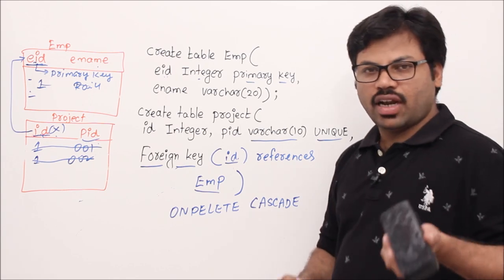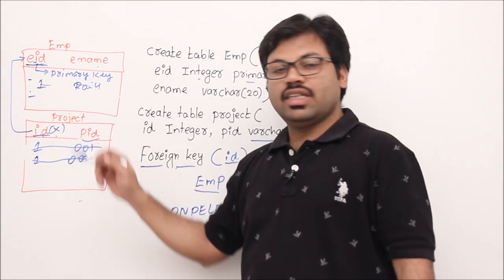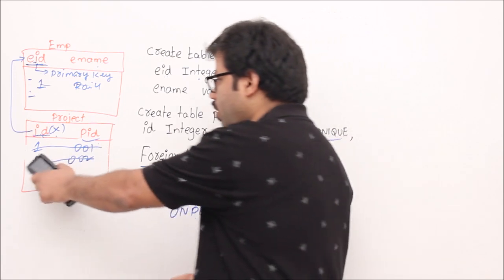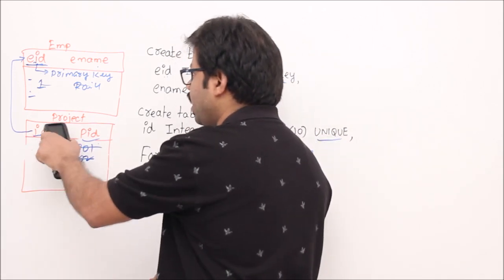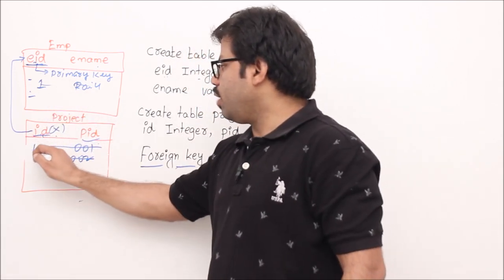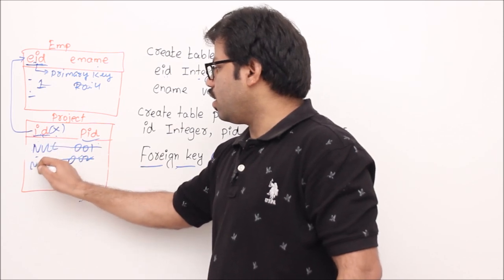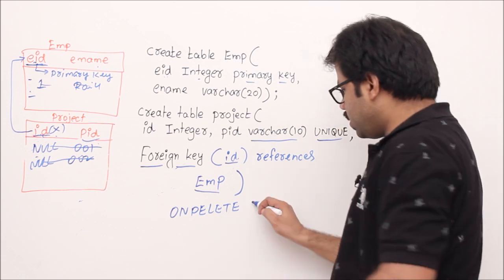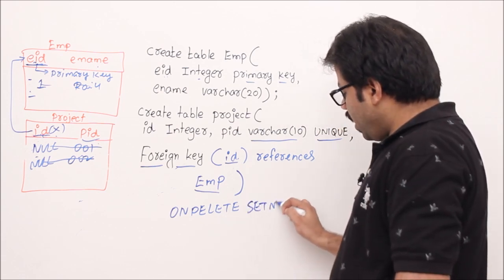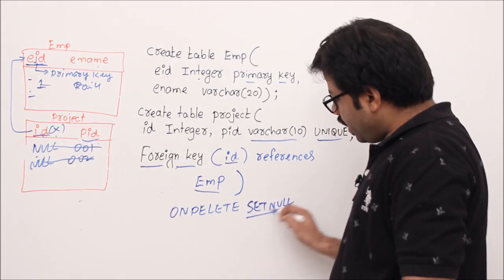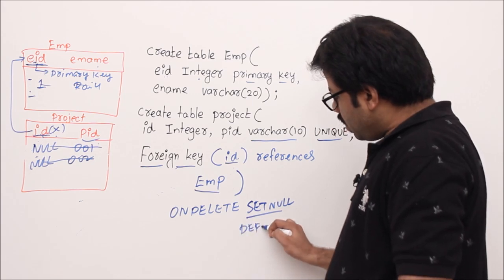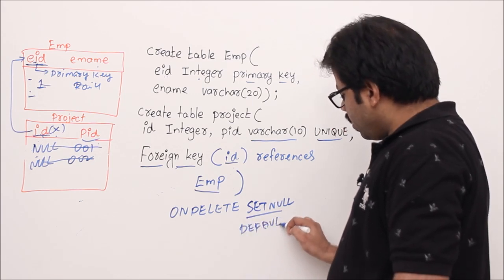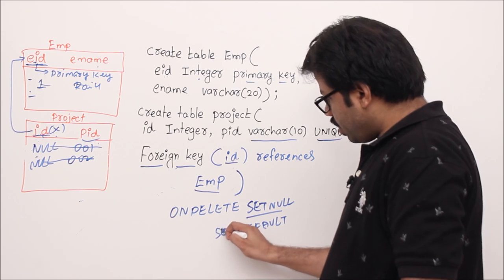Now you want to implement another strategy called replacing with null values. That means whenever the person handling a project leaves, then you replace all those entries with null, right? If you want to implement that, then you write on delete set null. Similarly, we have on delete set default, the last strategy. So that is on delete set default.